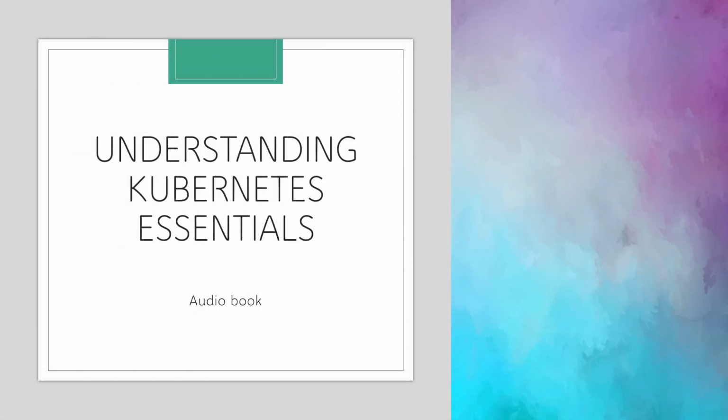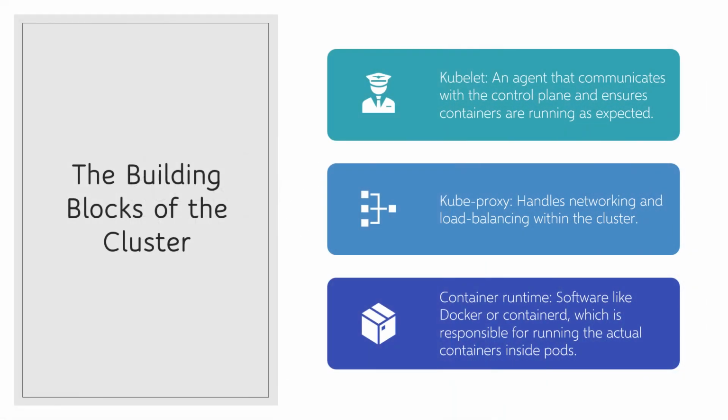Welcome to the audiobook, where we dive deeper into the fundamental building blocks of Kubernetes. In this chapter, we'll explore key Kubernetes concepts like nodes, pods, services, deployments, and RBAC, and understand how they all fit together to form a robust container orchestration platform. Let's begin with the node. The building blocks of the cluster.